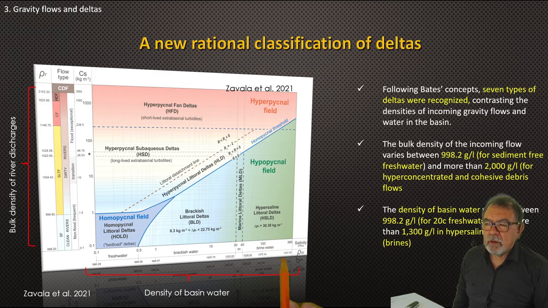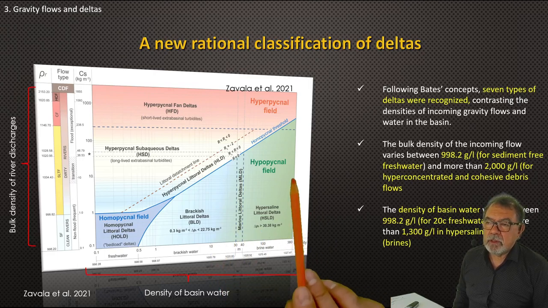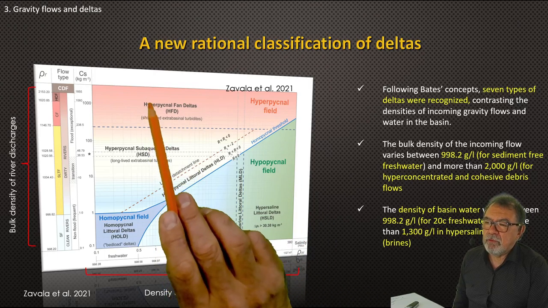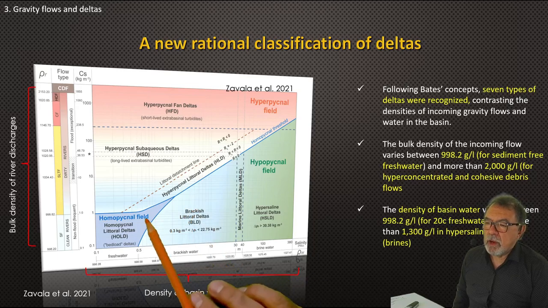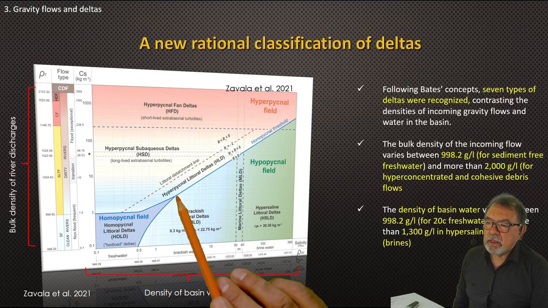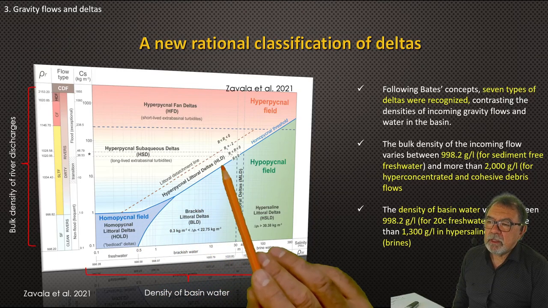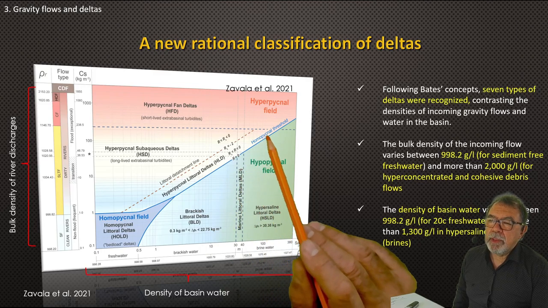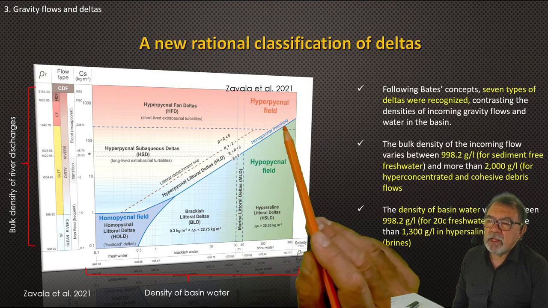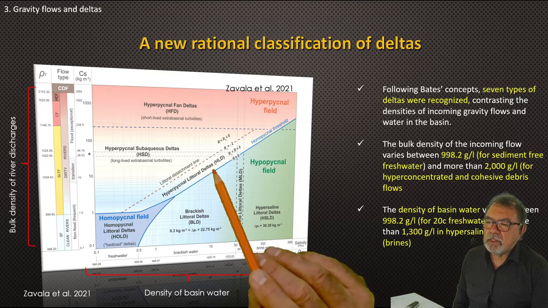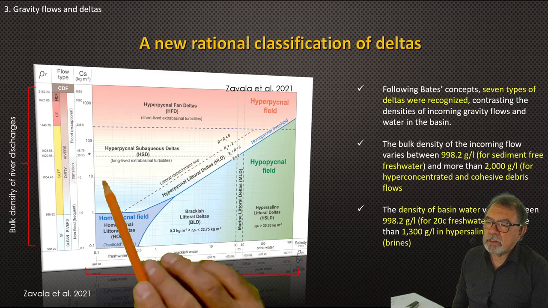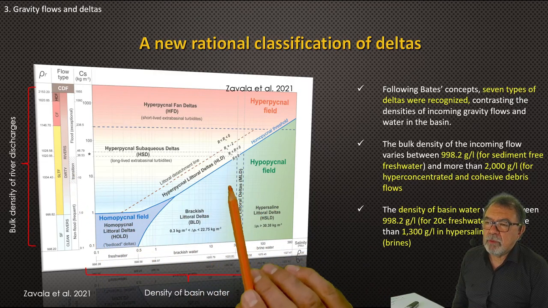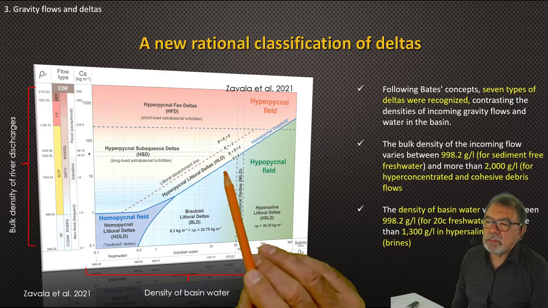And also below you have the total density. So if you compare the density of the water and the density of the flow, you are going to have this line here, which is the homopycnal threshold. It means that along this line, the density of the river discharge and the density of the water in the reservoir are the same.